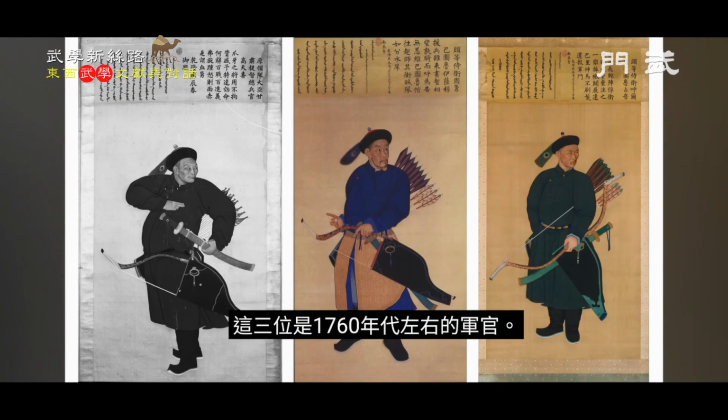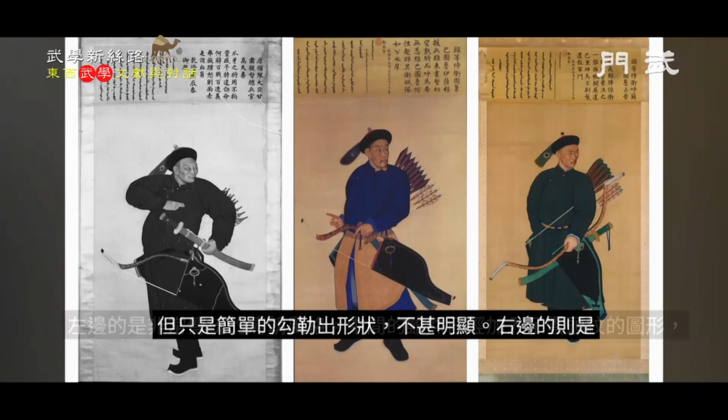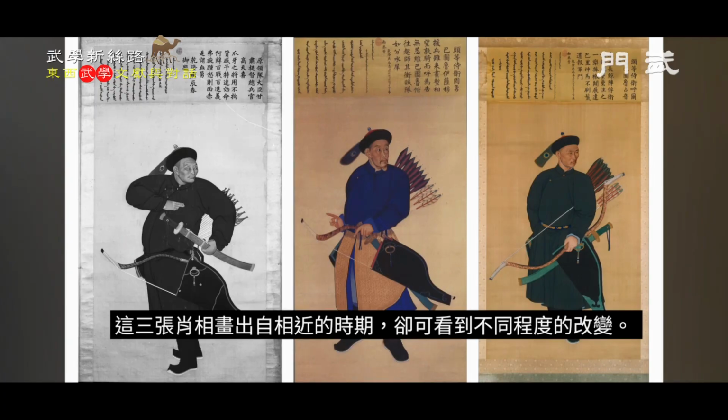These are three officers from around the 1760s, where you can see to the left he has a very classical Qing shape still. In the center you already see applied cloud heads, but very subtle. You just see the edges of them. And to the far right you see a more flamboyant adaptation where the cloud heads are a different color. These three portraits are from around the same time, but it shows different levels of adaptation.